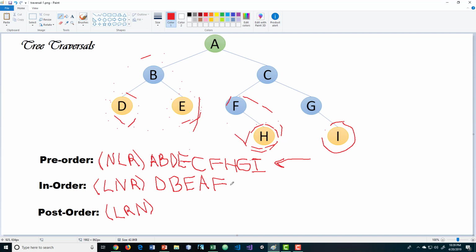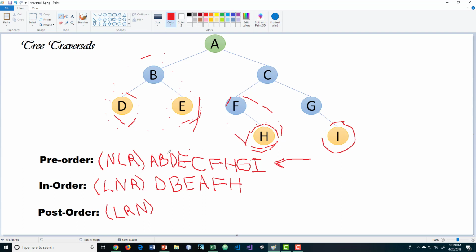So I've got H here. I ask H, have you visited your left? Don't have a left. Okay, you can visit yourself then, because you are the node N in this recursive call. Have you visited your right yet? Nope, don't have a right. So we're done. Go up to F. Did you visit your left? Yes. Did you visit yourself? Yes. Did you visit your right? Sure did. Go back up to C.